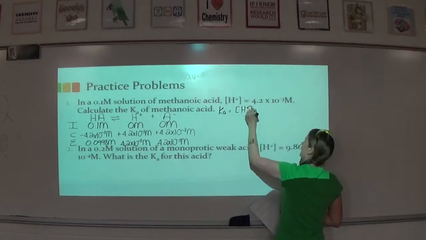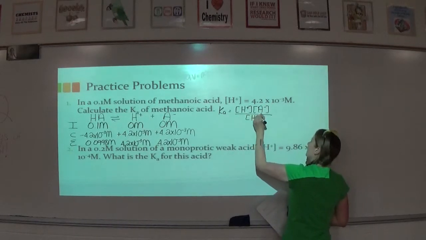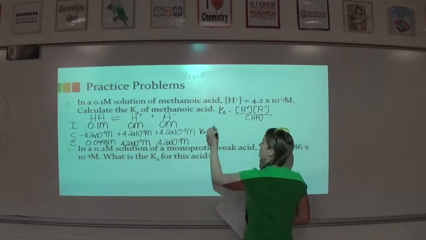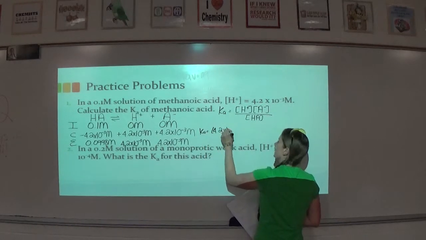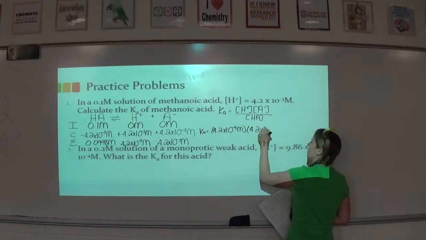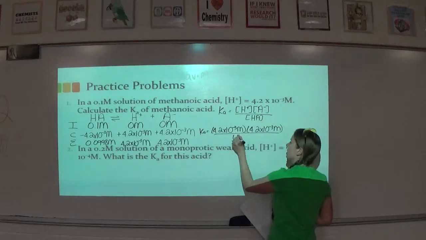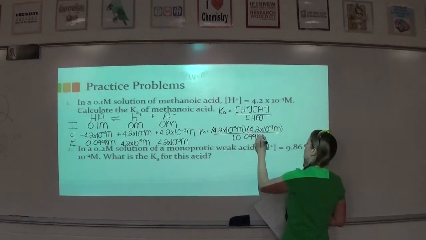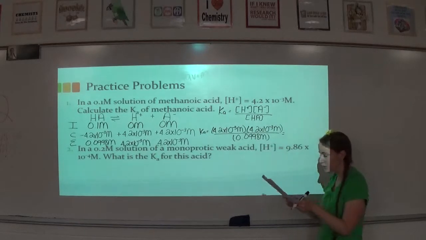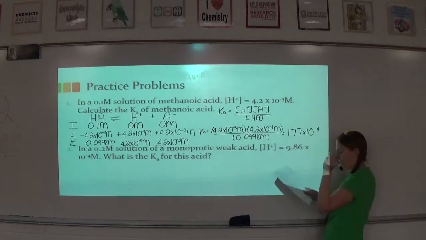And so then once you have your 3 equilibrium values, you just plug into your Ka formula. So it's H plus times A minus over HA, just as a reminder. And so then we just plug in. So our H plus is 4.2 times 10 to the negative 3 molar. Our A minus is also 4.2 times 10 to the negative 3 molar. And my HA concentration is 0.0998 molar. Again, no units on our K value. So once I solved, I got 1.77 times 10 to the negative 4.